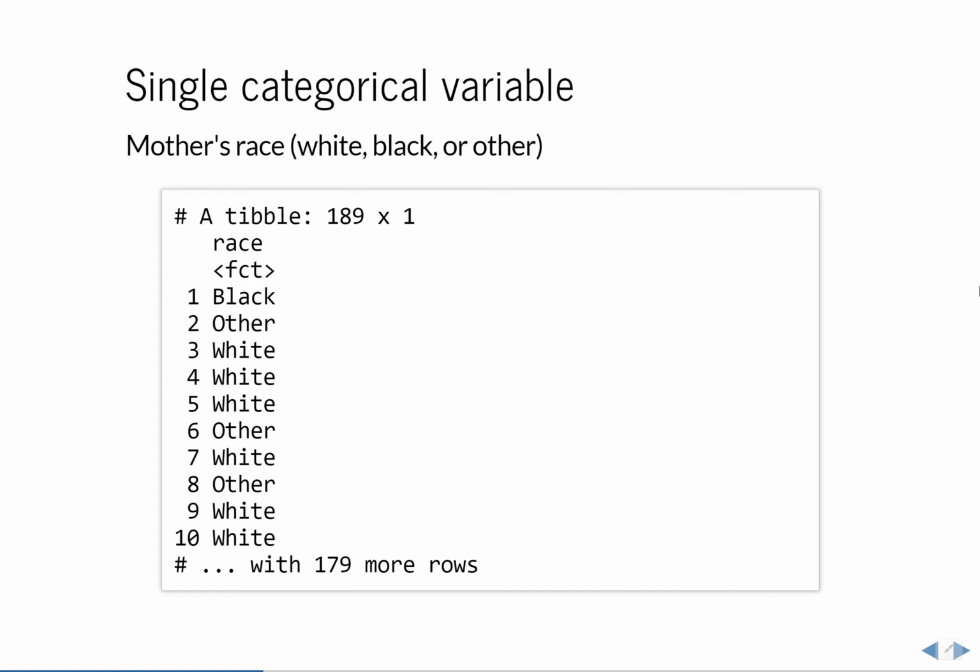It's also not completely clear whether the race variable was self-reported, whether this was written down by a nurse or a doctor or someone else. So without more information about this, we're not even really sure how to interpret this. And of course, the other category is literally othering an enormous group of people who don't fall into the first two categories, white or black. So kind of keep that in mind as we look at this variable.